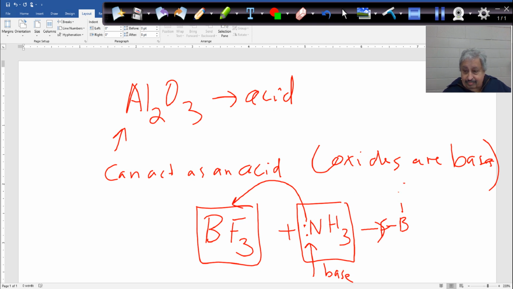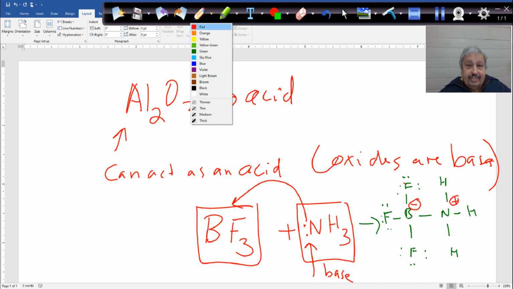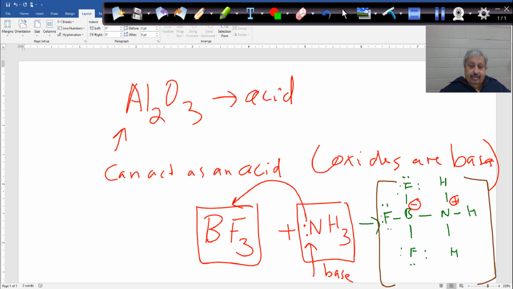Boron trifluoride with ammonia. So here it is. This one will have a negative charge and this one will have a positive charge. But this is a typical donation. This is an acid now.